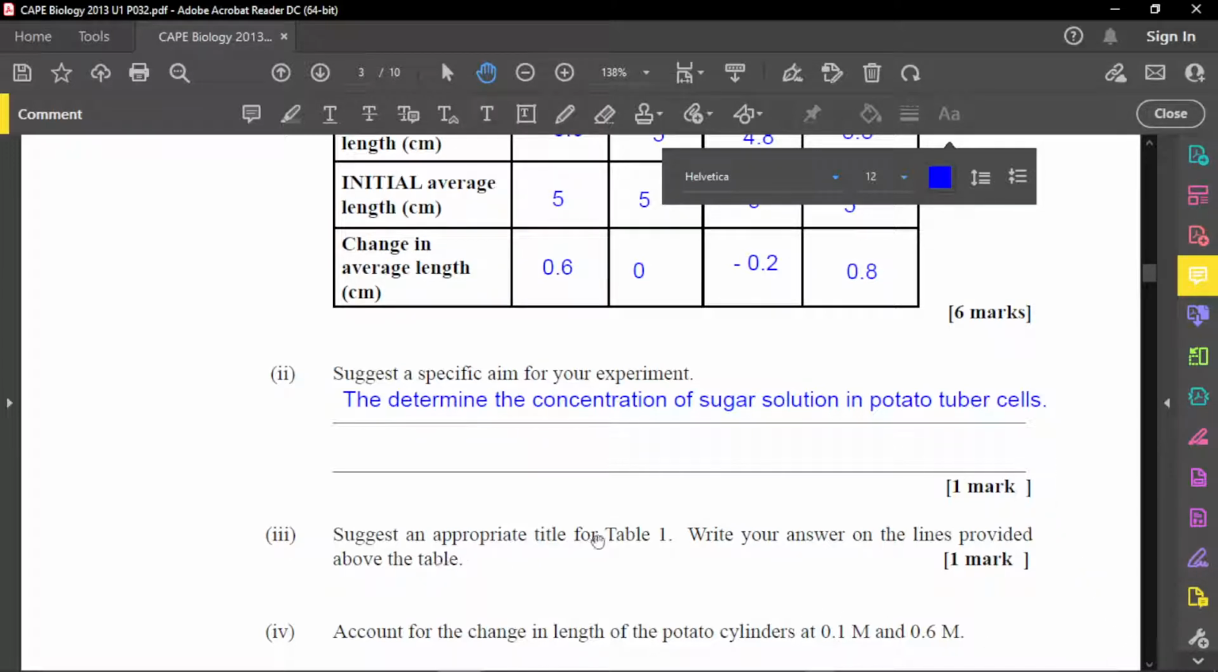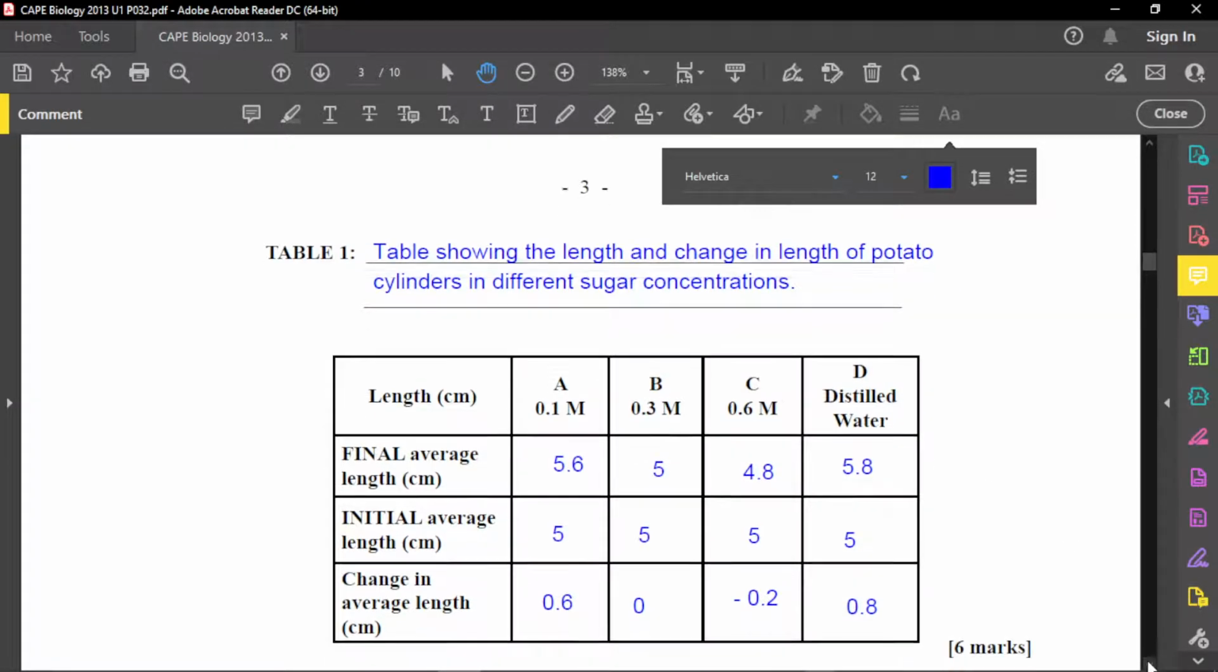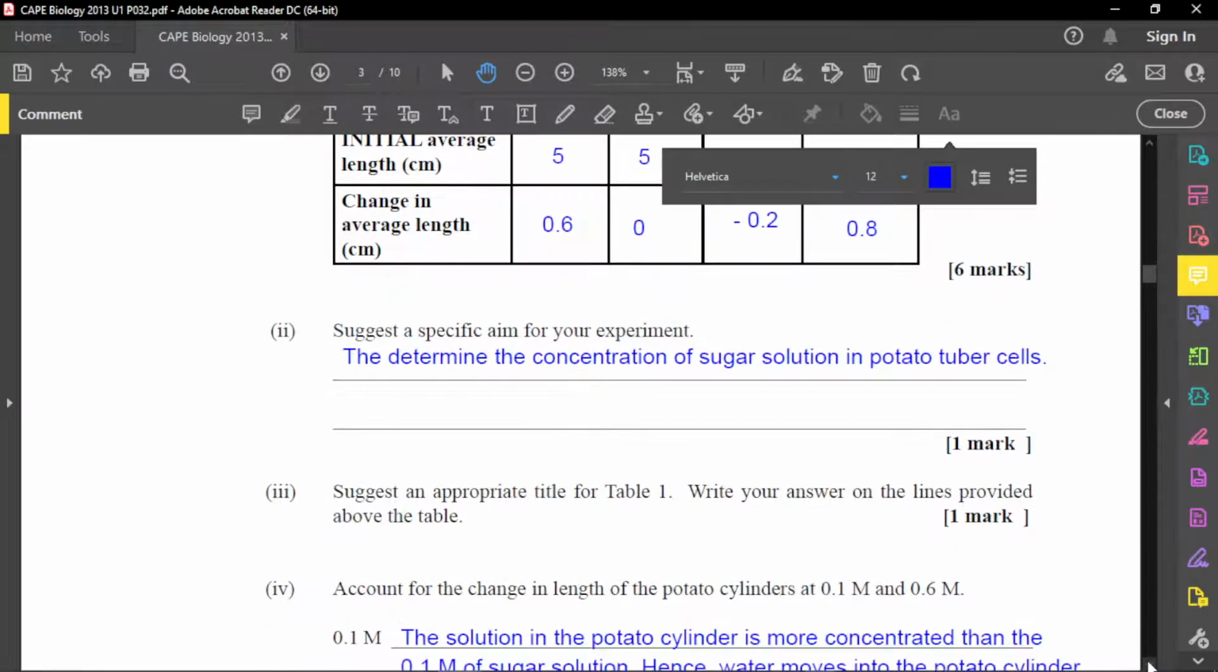Now, it says suggest an appropriate title for table 1. Write the answer on the lines provided above the table. So this is where this comes in now. And so this is a table. So a table showing the length and change in length of potato cylinders in different sugar concentrations. All right. So that's what the table is actually showing. The difference in length and the length actually of the potatoes.